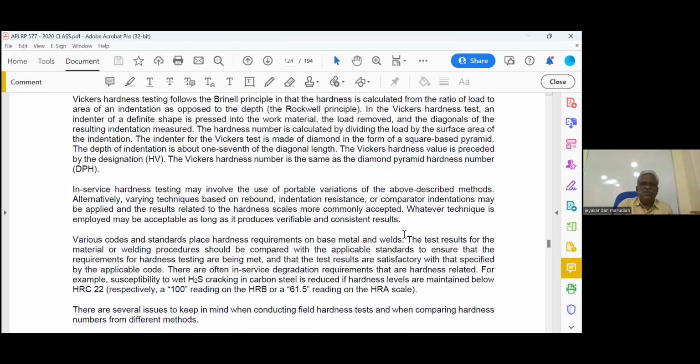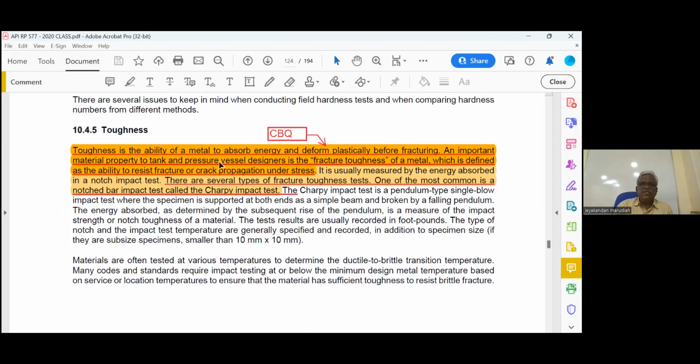Then page number 115, toughness. The first three lines. Toughness is the ability of metal to absorb energy and deform plastically before fracturing. An important metal property to tank and pressure vessel is the fracture toughness, which is defined as the ability to resist fracture or crack propagation under stress.